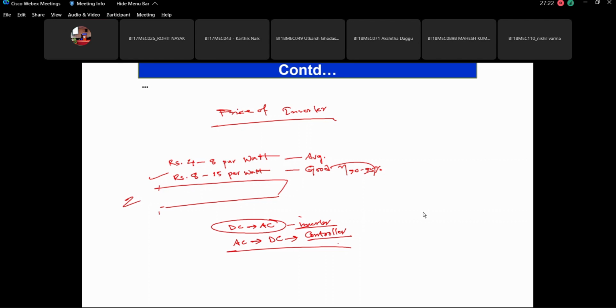Now we'll move to the charge controller, which converts from which power to which power? What does it do? Why are we using the inverter or charge controller? What is the requirement of this inverter and charge controller?